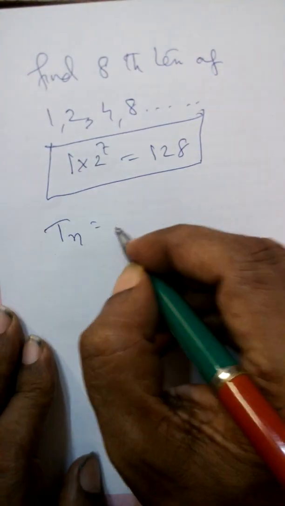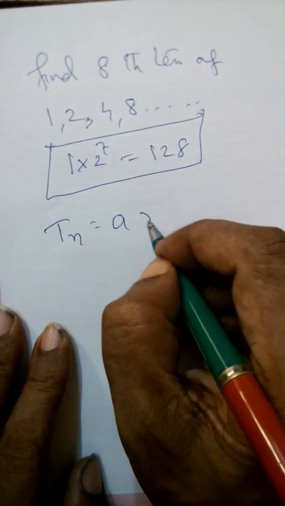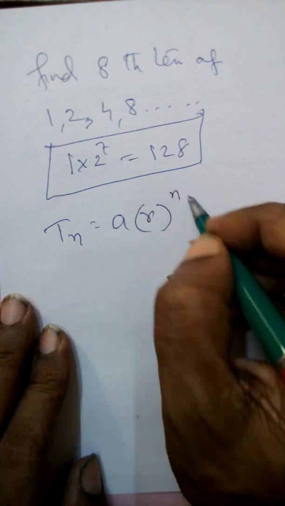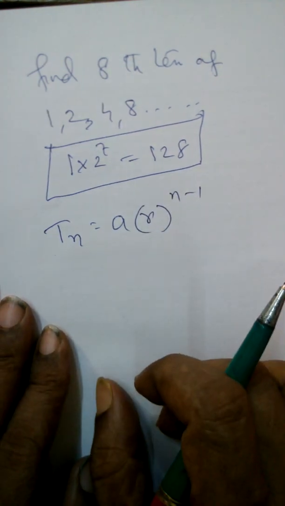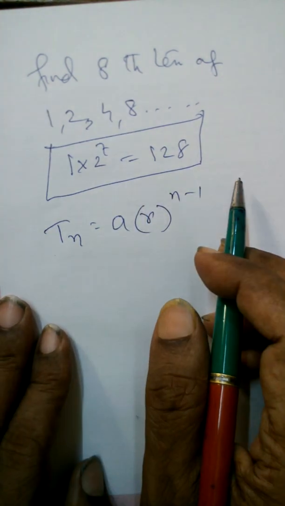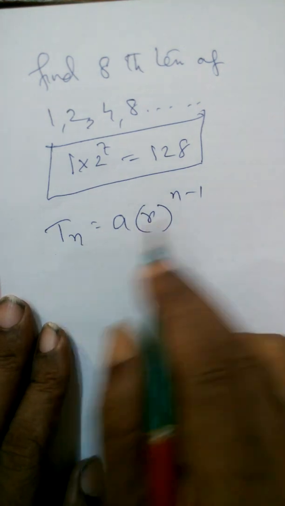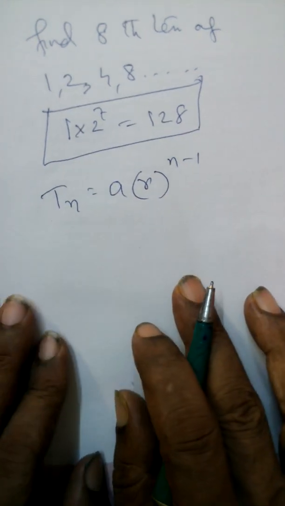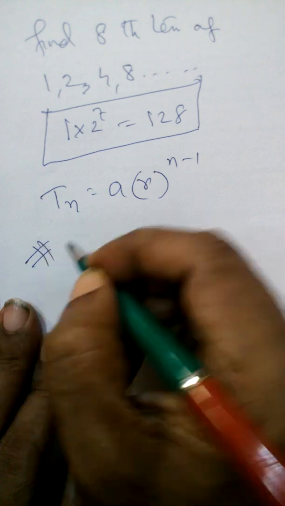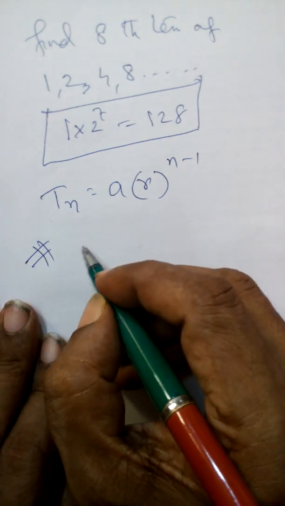Tn is the nth term. The formula will be A R, where R means the ratio, to the power n minus 1. I have given a bracket to identify that it is R to the power n minus 1, not A to the power n minus 1. So Tn = A R^(n-1). Let us take an example.